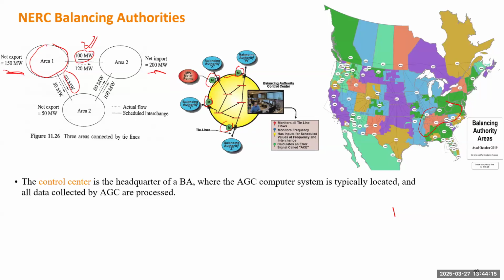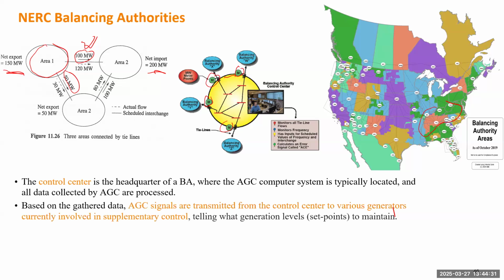The control center is the headquarters of each balancing authority, and where the AGC computer system is located. All data collected by AGC are processed in the control room through the EMS system. Based on the data, the AGC signals are transmitted from the control center to the generators involved in the AGC function, so they can decide the setpoint to maintain the generation level.